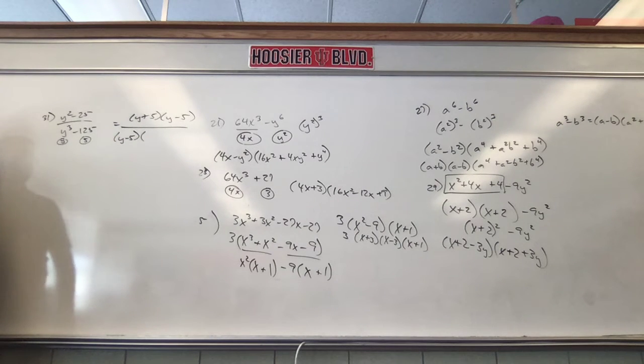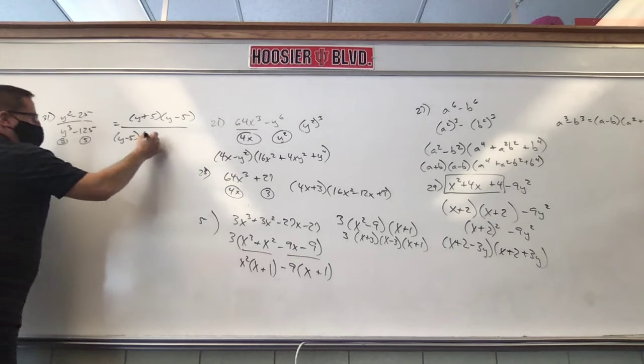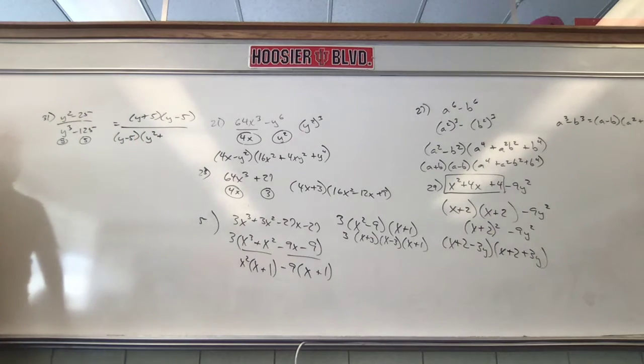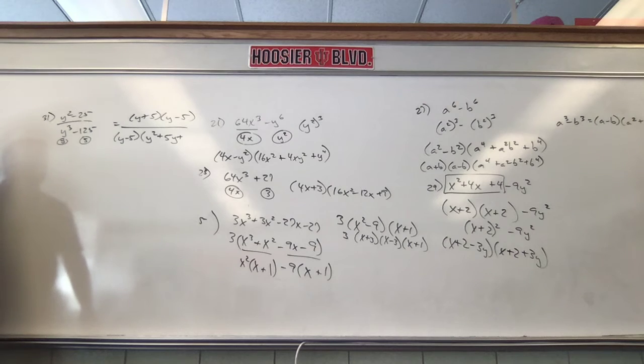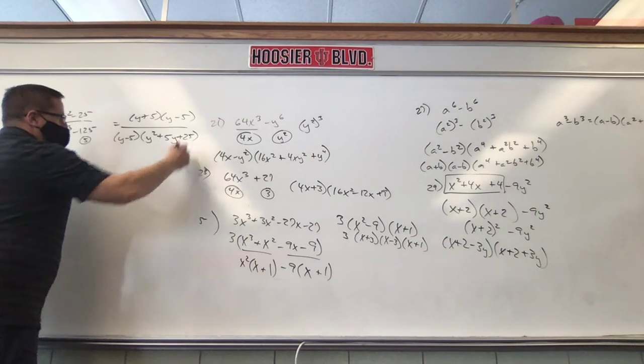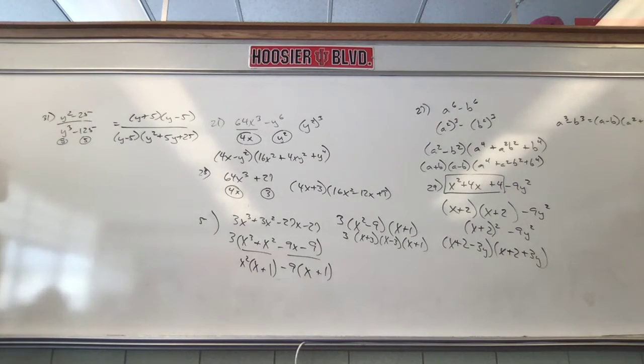A squared would be what? Y squared plus A times B. 5y. Y times 5 is 5y, plus B squared, 5 squared, which is 25. Did that help much? Yes, it did. Why? What can we do now?